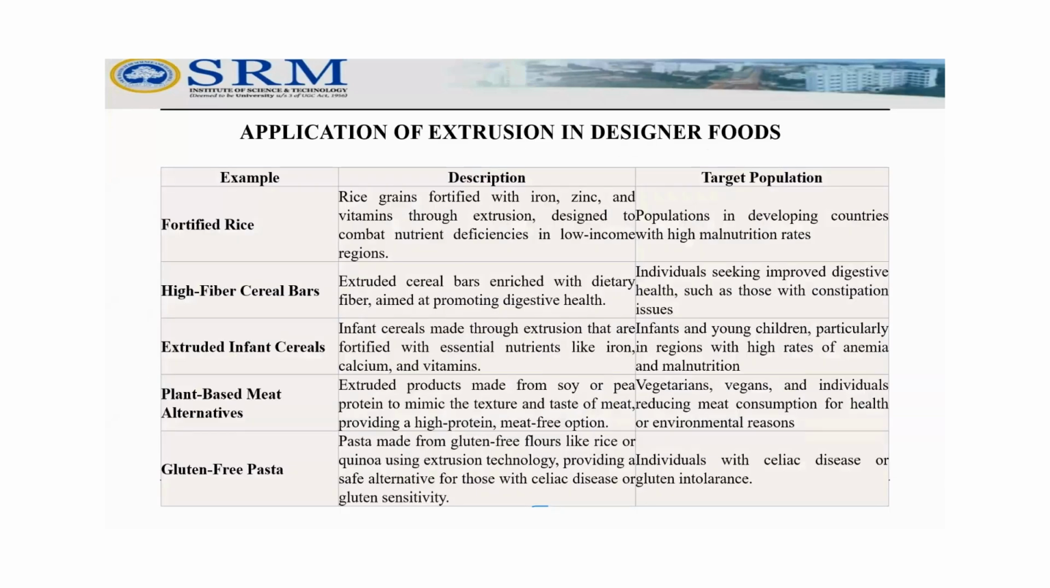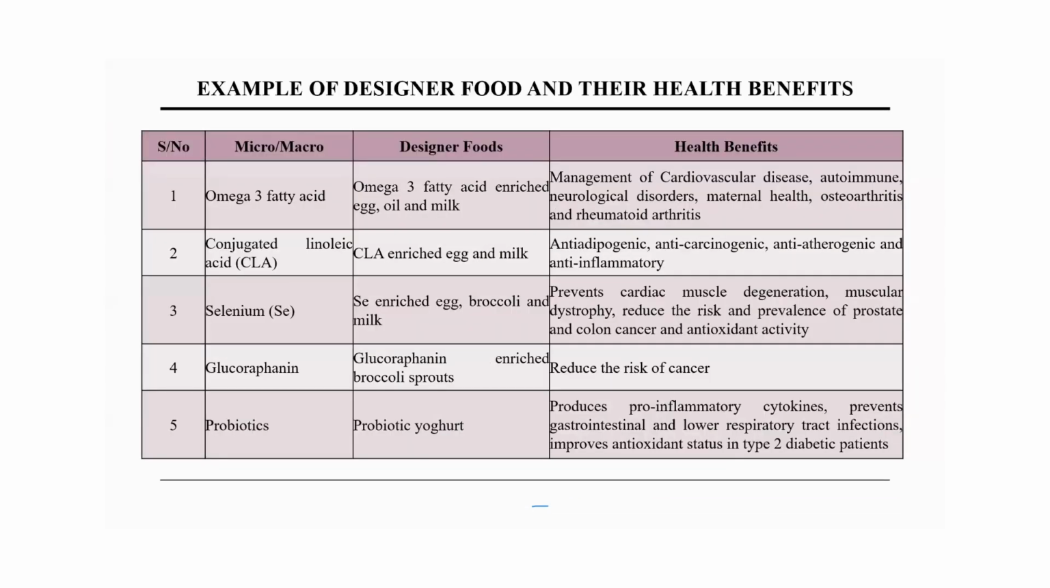Application of extrusion in designer foods. We have fortified rice kernels, as we are taking it in India. Then high fiber cereal bars. Then extruded infant cereals, like your Cerelac, and there are so many commercially available brands. Plant-based meat alternates. Then gluten-free pasta for people who are suffering from celiac disease, gluten intolerance. So these are some of the examples of designer foods.